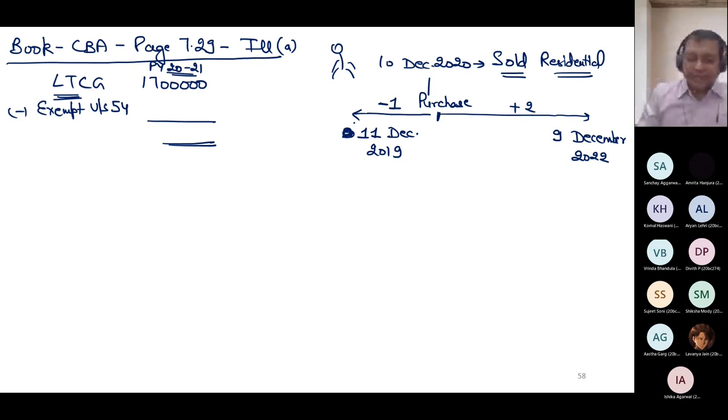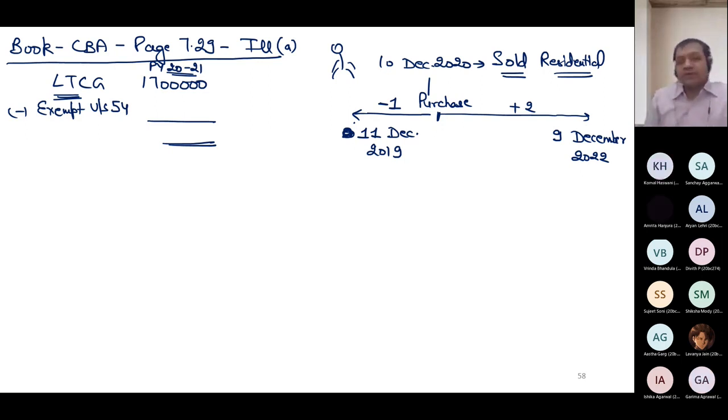If my original date on which I am selling the house is 10th December 2020, then within 1 year before, that means from 11th December 2019 till 10th December, if I have purchased any house, or within 2 years after, from 10th December 20 till 9th December 22, if I have purchased any house, then whatever is the cost of this purchase, I will write this as exemption under section 54.